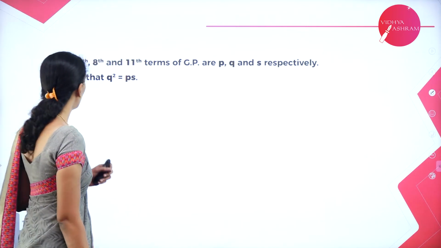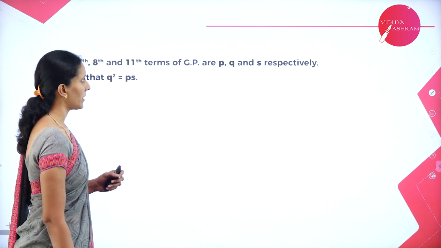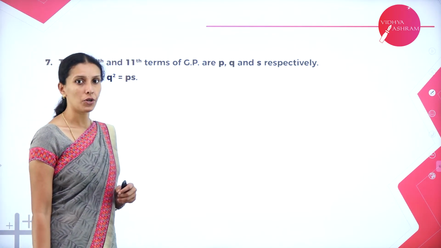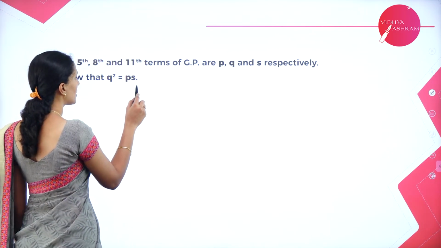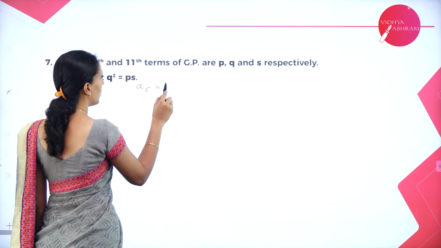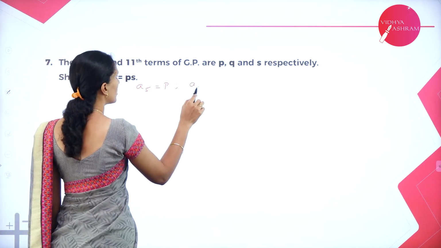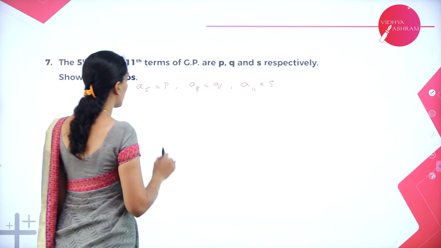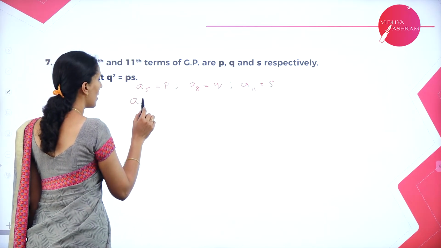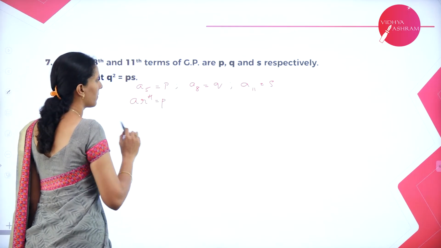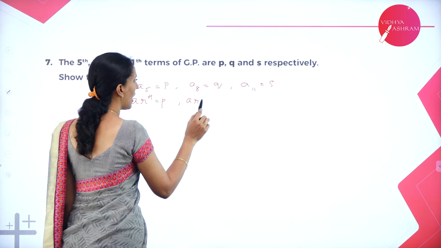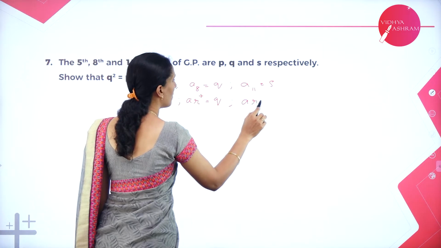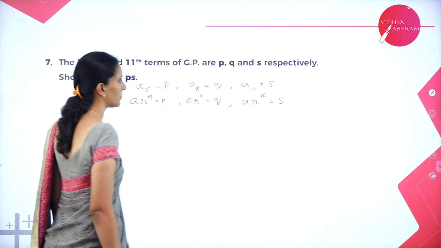Next question. The 5th, 8th and 11th terms of a GP are P, Q, S respectively. Show that Q square is equal to PS. So what is given? The 5th term is given. A5 is equal to P. A8 is equal to Q. A11 is equal to S. What is A5? It is a r power 4 is equal to P. What is A8? a r power 7 is equal to Q. What is A11? a r power 10 is equal to S.